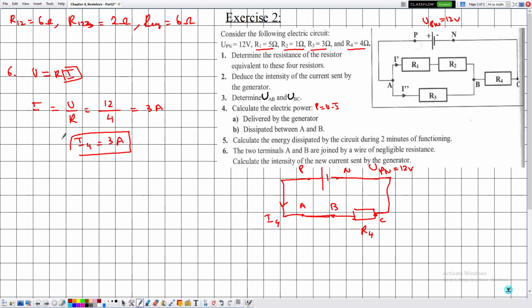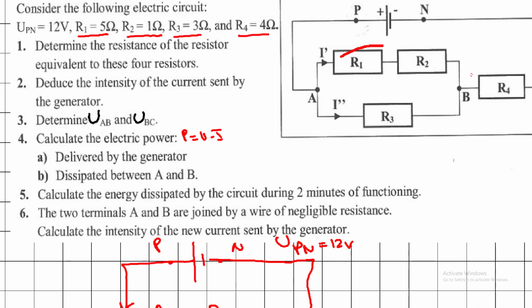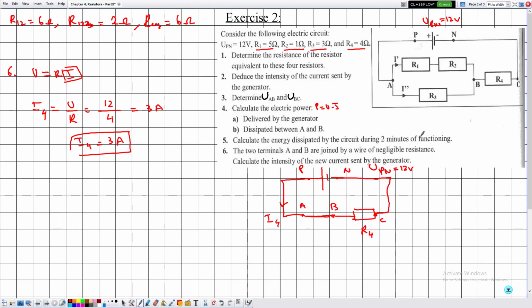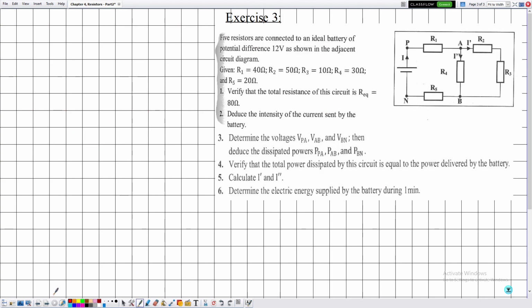And this is reasonable. Why? Since we have removed some of the resistance, we know that the resistance and the current are inversely proportional. As R decreases, the value of I will increase. So this is it for exercise number 2. Now let's move to the next exercise, which is exercise number 3.